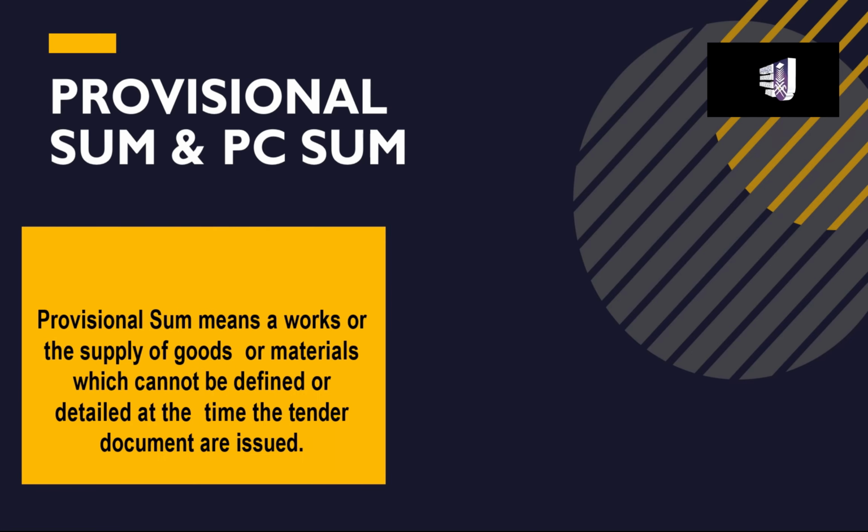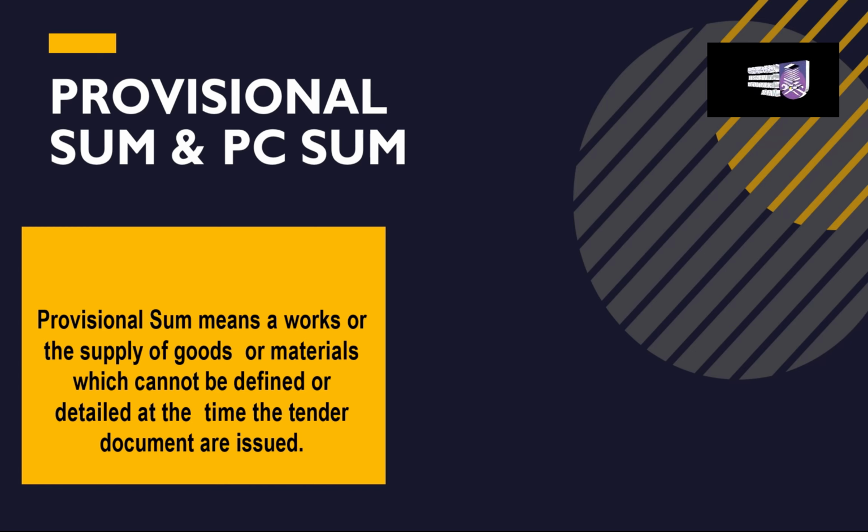What is actually a provisional sum? Provisional sum means a work or supply of goods or materials which cannot be defined or detailed at the time the tender documents are issued. It covers works or goods which cannot be measured when preparing the BQ due to unavailability of drawings, specifications, and many more. The estimated cost of the works or goods are done based on the information available at that time and to be stated in the tender document.